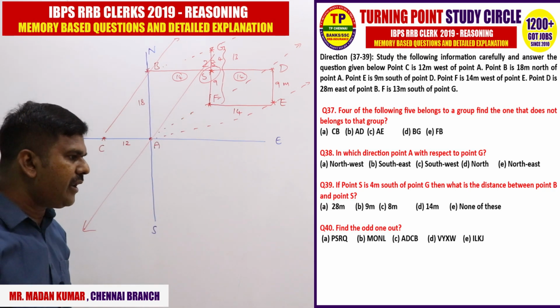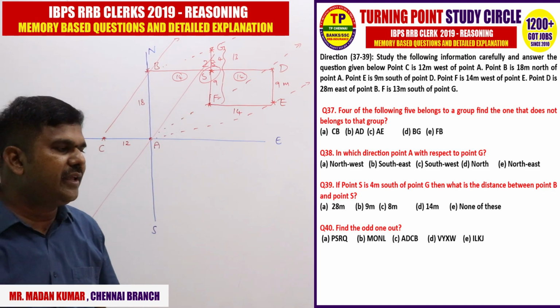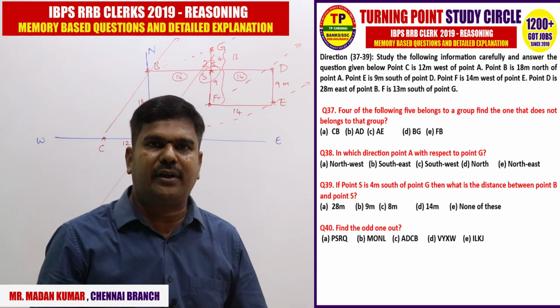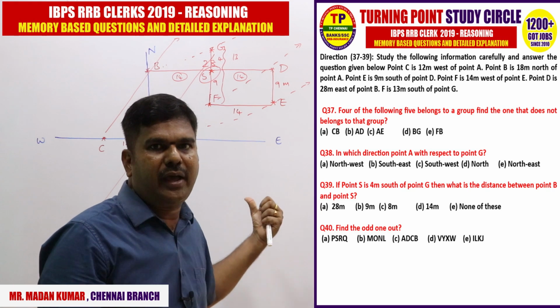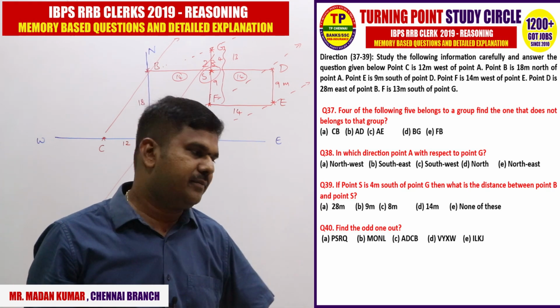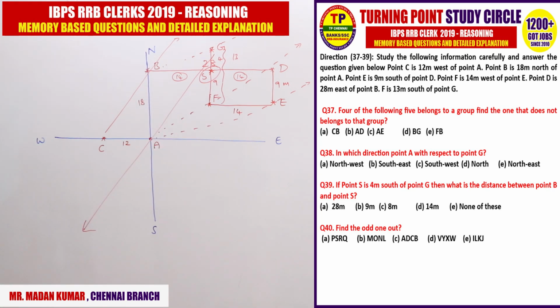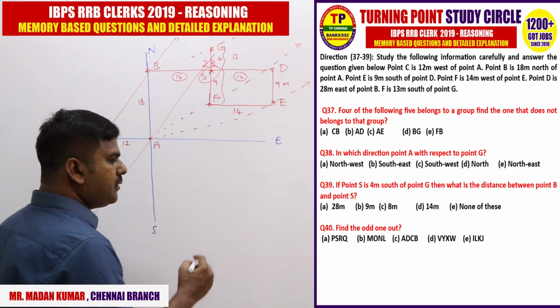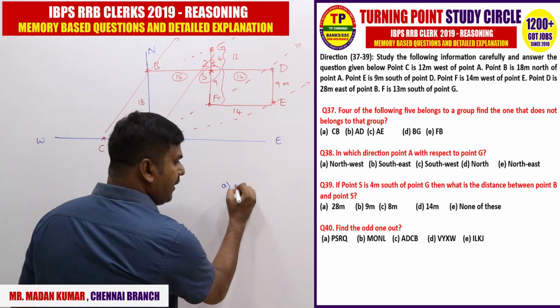So it is the fourth option. Go ahead with the fourth option. Hope you are clear how to solve the problems under directions, and we arrived at all the answers. But the last question is given as find the odd man out. So what are all the options being given?